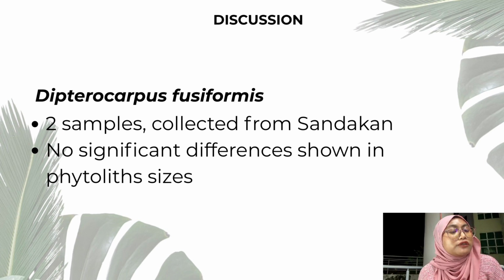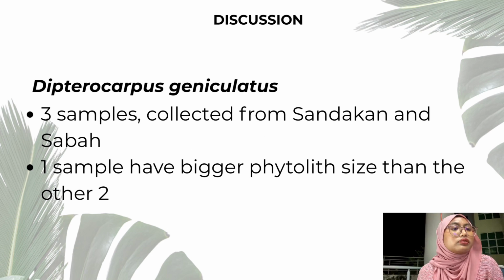For Dipterocarpus fusiformis, we have 4 samples and all are collected from the Sandakan herbarium. In this study, we can observe that there are no significant differences in phytolith sizes in terms of length and width within the same species. For Dipterocarpus geniculatus, we have 3 samples that are collected from the Sandakan and Sabah herbaria. From the statistical analysis, we found that 1 sample has a bigger phytolith size than the other 2.